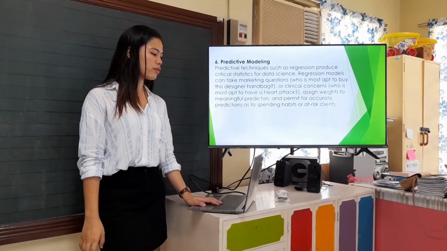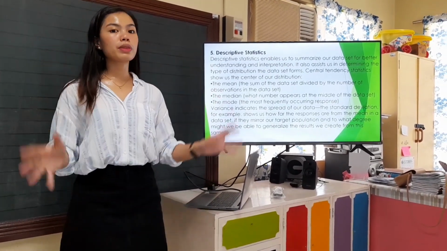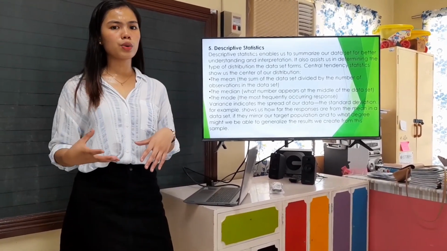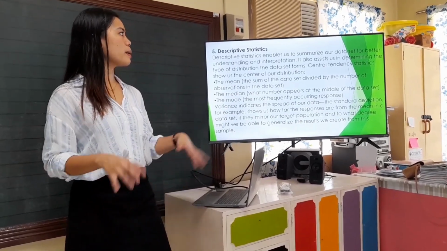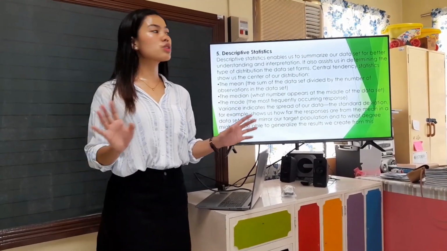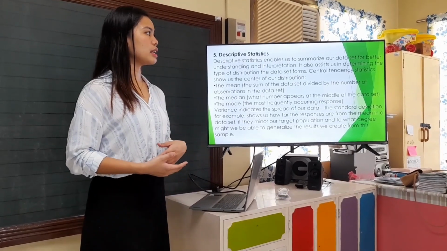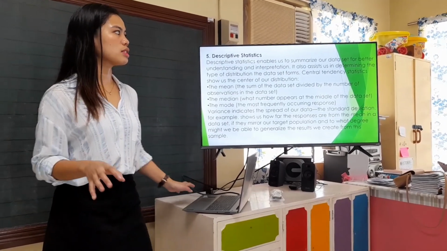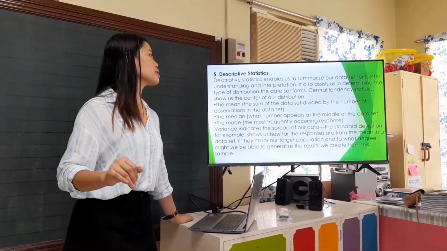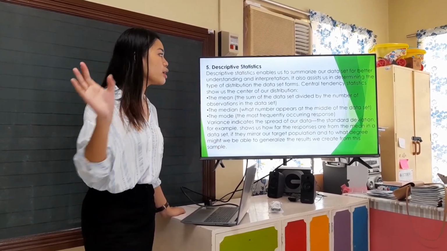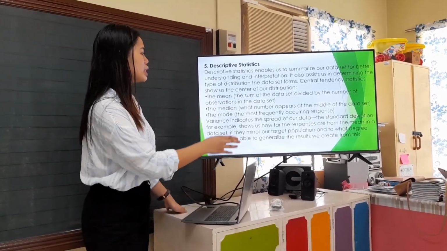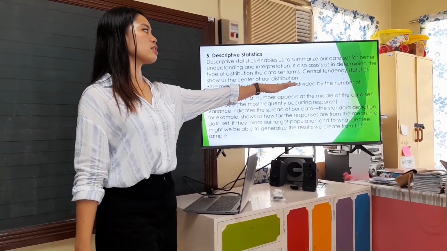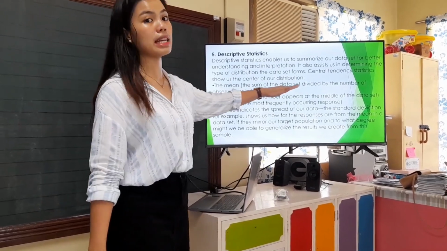Now we have number 5. We have the descriptive statistics. So the descriptive statistics enables us to summarize our data set for better understanding and interpretation. It also assists us in determining the type of distribution the data set forms. The central tendency statistics show us the center of our distribution, which is the mean, the median, and the mode, where the mean is the sum of the data set divided by the number of observations in the data set.